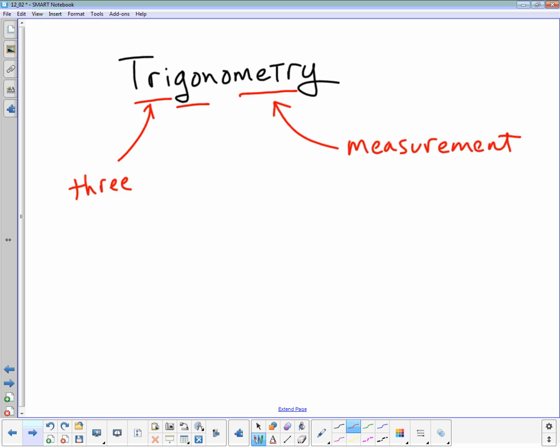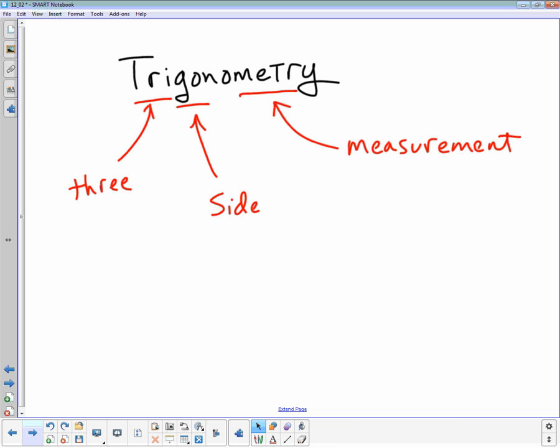And what did we say that meant? When we think of a polygon, poly means many. So polygon, many sides. So this is saying three-sided, or three sides, measurement. So we're measuring three-sided things. So what are we really measuring? We're measuring triangles. Okay. So the study of trigonometry is the study of triangles and the angles that are in them and the lengths of the sides and how they're all related to each other.